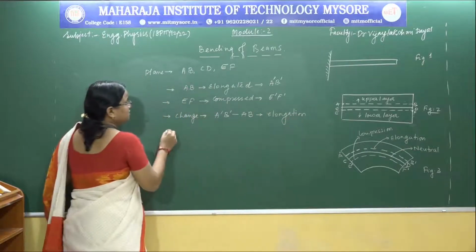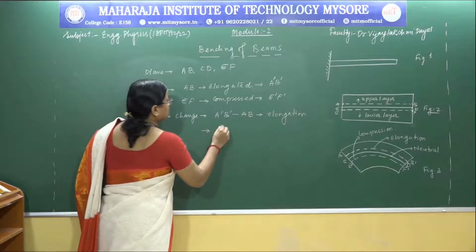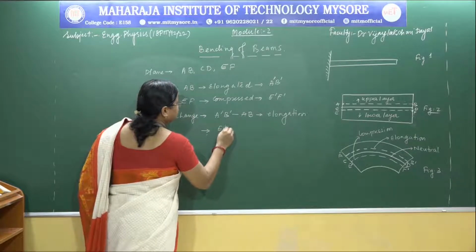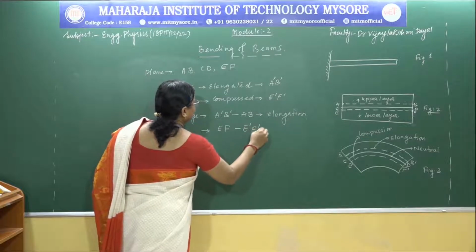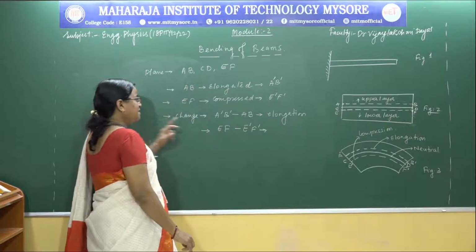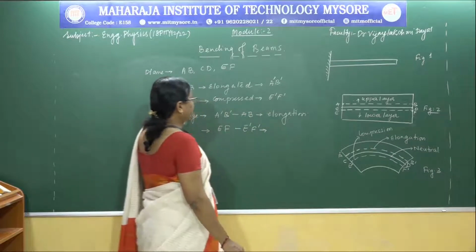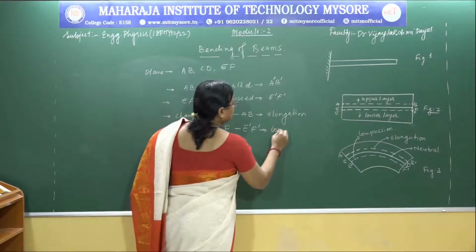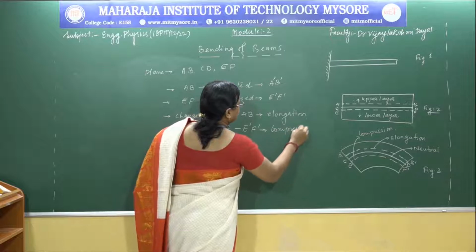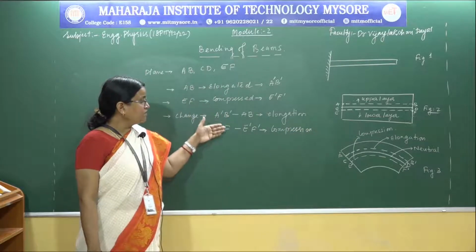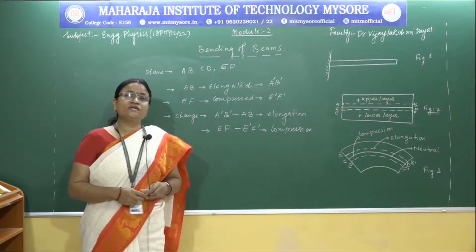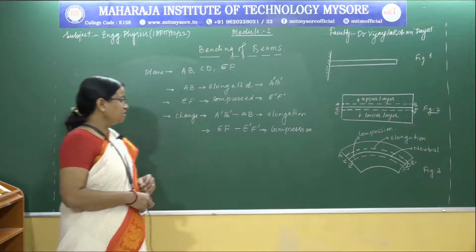and if you subtract E dash F dash from EF, you will get the compression value, meaning how much the upper layer got elongated and the lower layer got compressed.